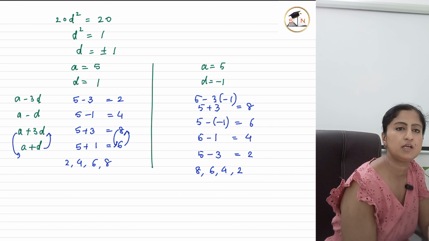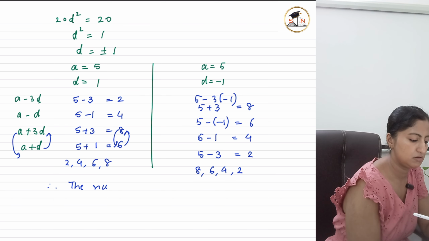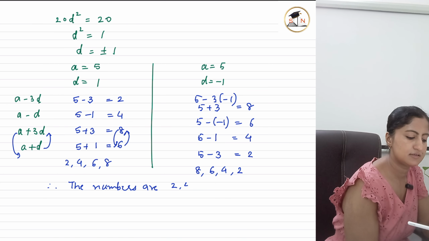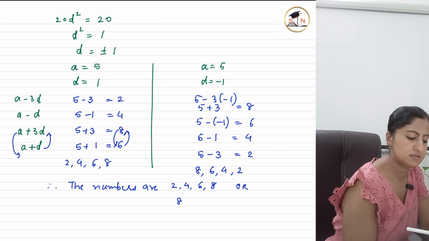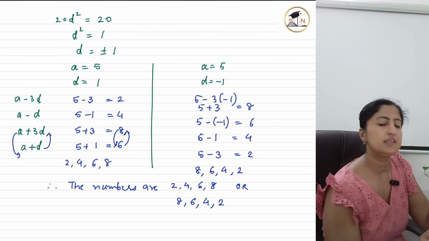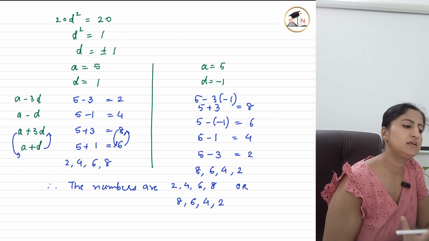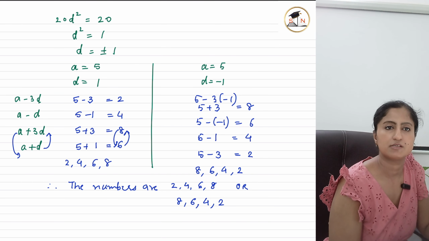At the end, we have to conclude the answer with both the options. So therefore, the numbers are 2, 4, 6, 8 or 8, 6, 4, 2. This is how this question ends. So in this video, we have learned how we select the given number of terms, if it is 3 terms, if it is 4 terms, how we select according to the pattern, and how we solve the respective questions. Happy learning.